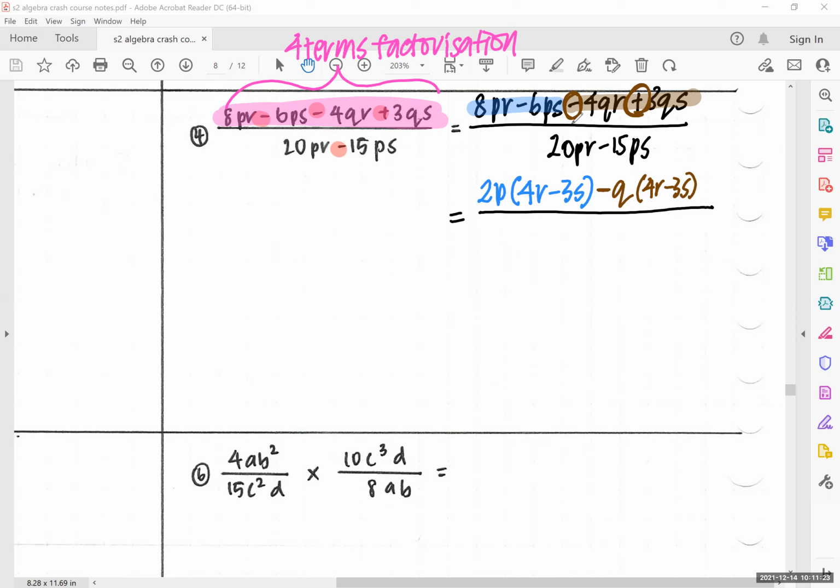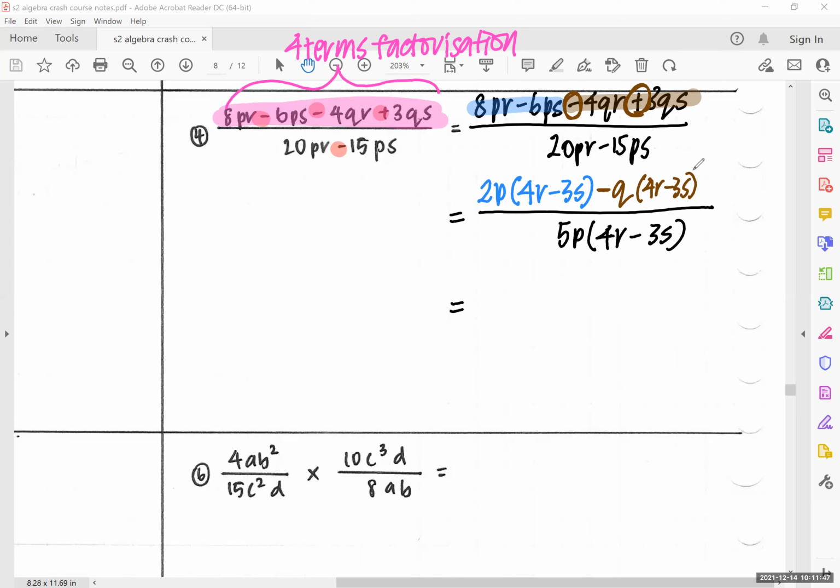Over. Now the denominator, do you realize I can factorize also? What can I take out from the denominator? 5p, because for 20 and 15, the HCF is 5. So what am I left with after I take out 5p? 4r minus 3s. Okay, so let's continue the four-term factorization, guys.